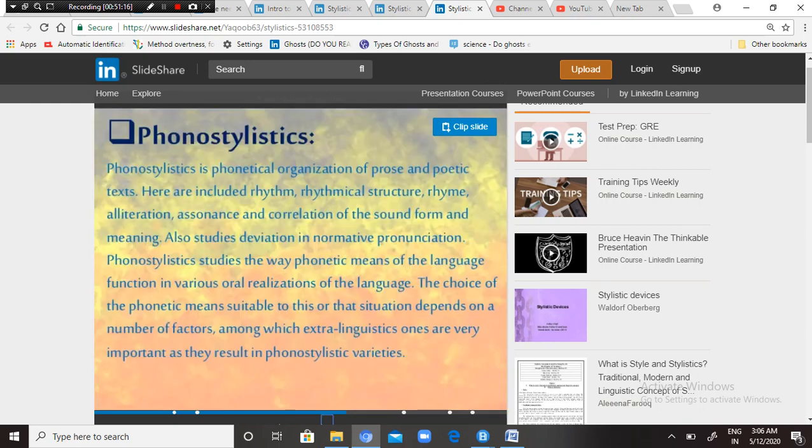Phonostylistics is the phonological organization of prose and poetic text. This includes rhythm, rhythmical structures, rhyme, alliteration, assonance, and the correlation of sound form and meaning. It also studies division in the normative and punctuation. Phonostylistics studies the way phonetic means of the language function in various oral realizations of a language. The choice of phonetic means suitable to this or that situation depends on a number of factors, among which extralinguistic ones are very important as the result of phonolinguistic varieties.